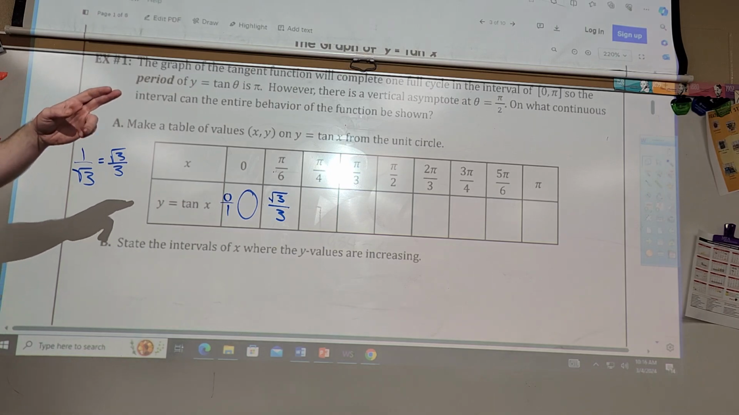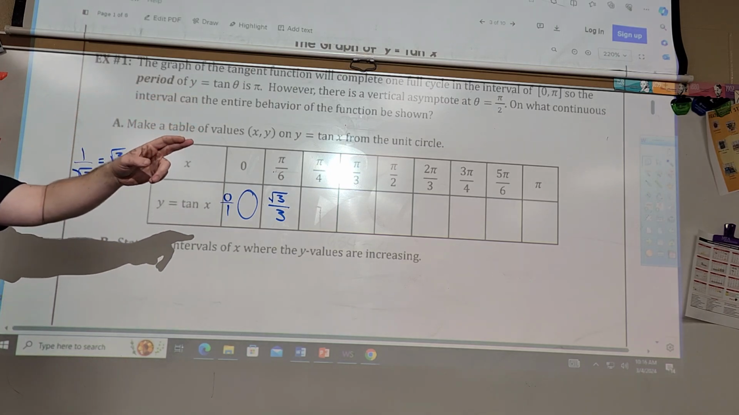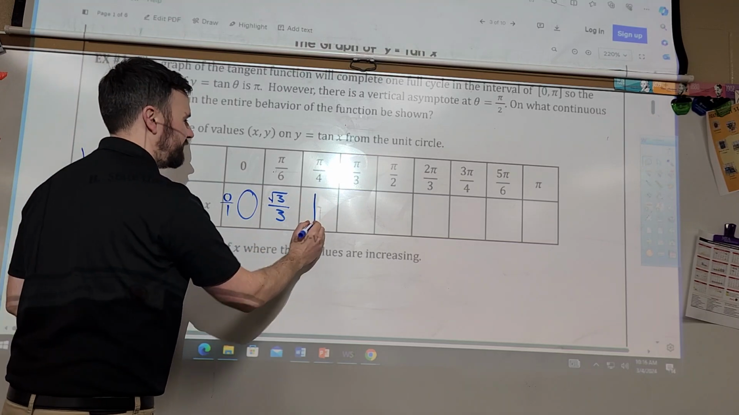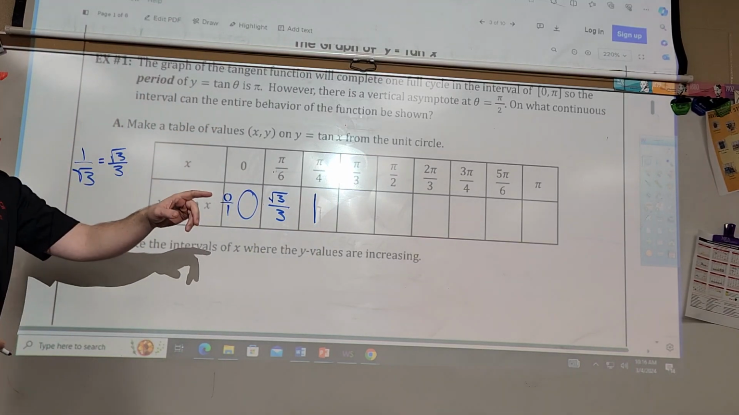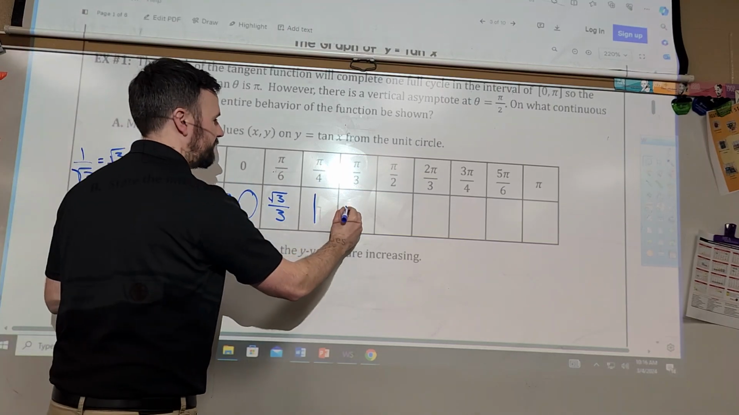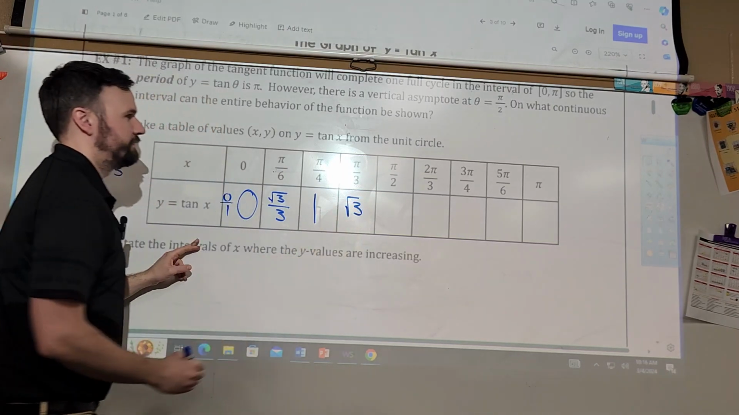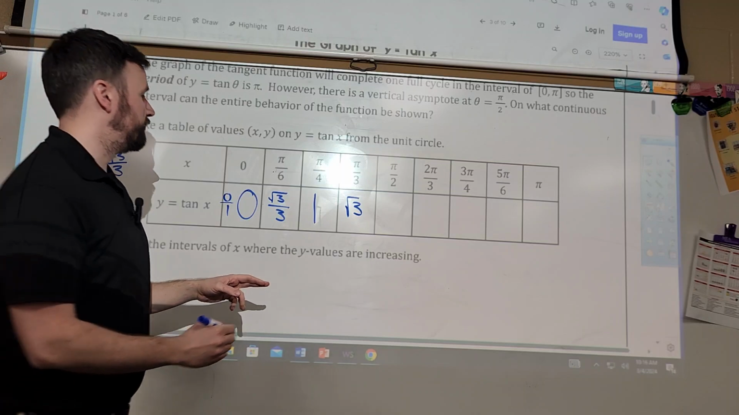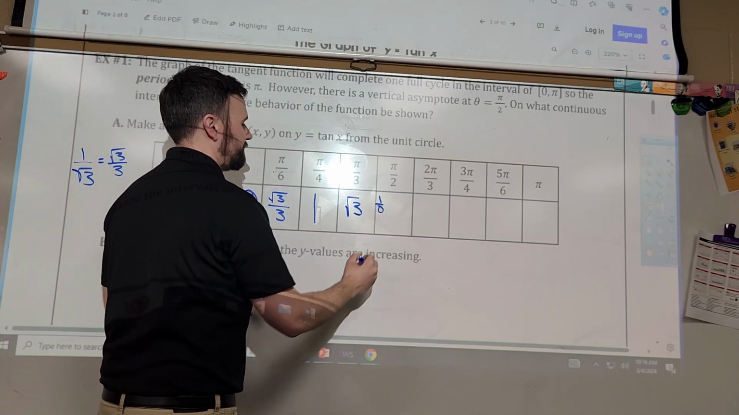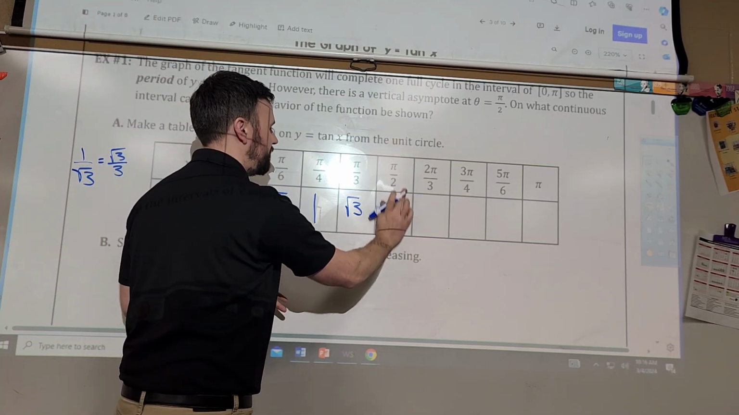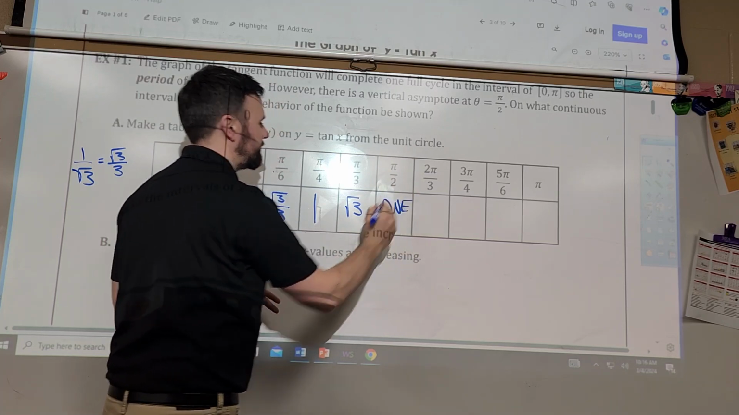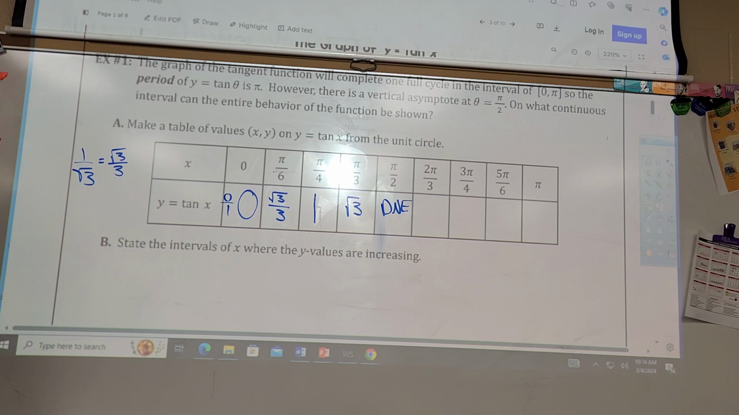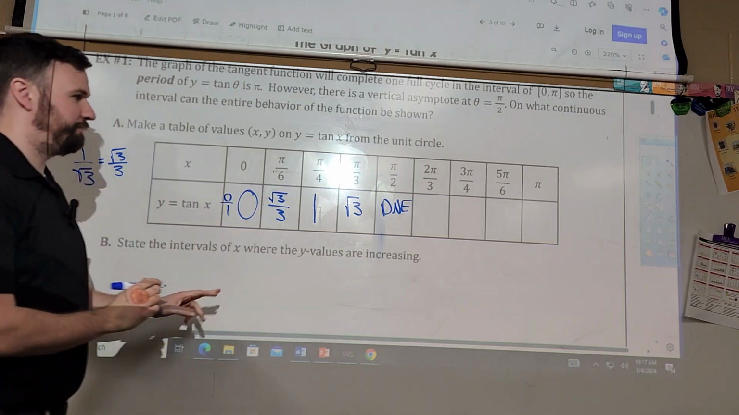At pi over 4, what's root 2 over 2 divided by root 2 over 2? 1. At pi over 3, it's root 3 over 2 over 1/2, which ends up being root 3. At pi over 2, it's 1 over 0. So what's that mean? When I divide by 0, it's undefined. It does not exist. Yes. No dice. All right.